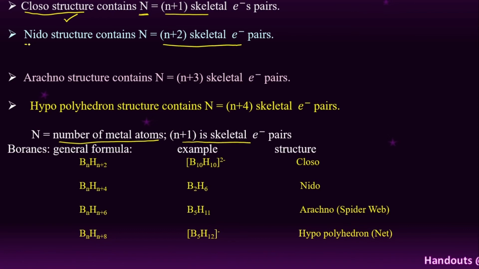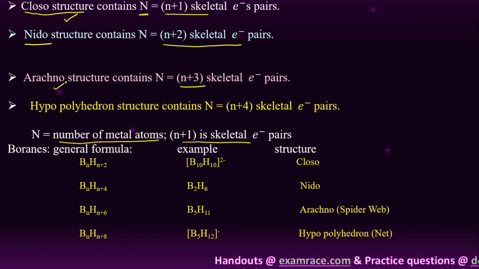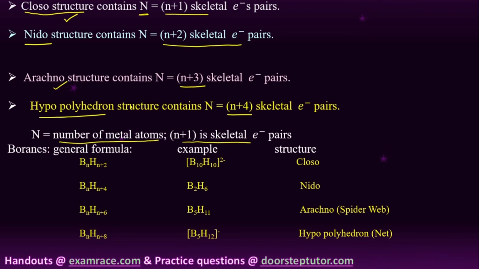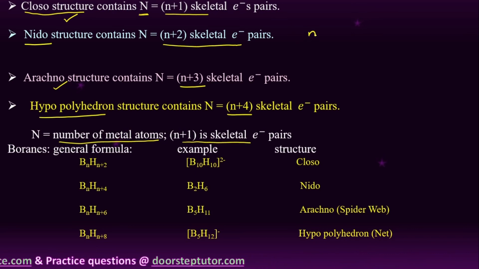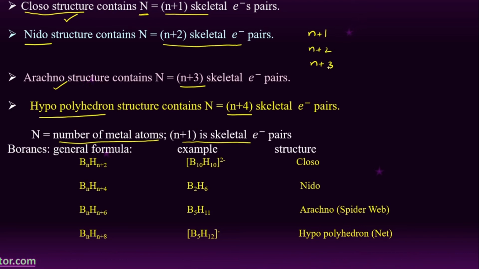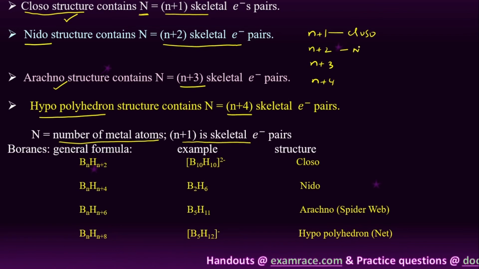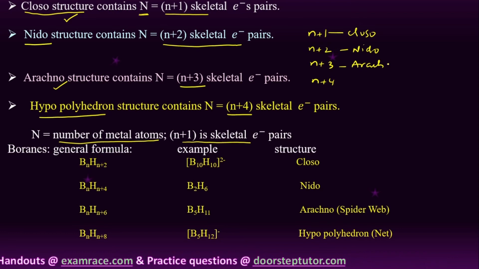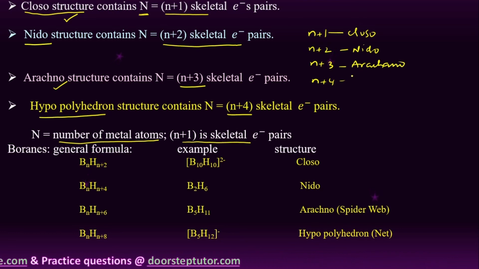Here, if it is n plus 2, then it is nido. If it is n plus 3, it is arachno. If it is n plus 4, the structure is hypopolyhedron. So please follow, student: n plus 1, n plus 2, n plus 3 and n plus 4. Clear? n plus 1 is closo, n plus 2 is nido, n plus 3 is arachno, and n plus 4 is hypo.